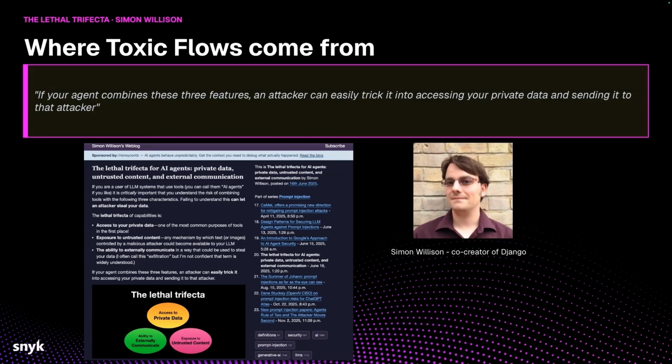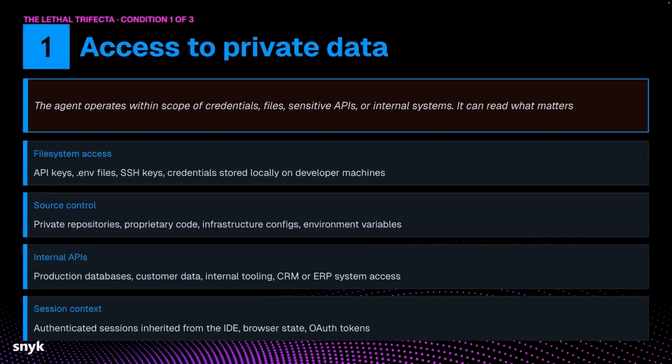I'll go through the 3 sections in a minute, but Simon did coin the term last year and did write a really great blog post on it. And he defined it as, if your agent combines those 3 features, an attacker can easily trick it into accessing your private data and sending it to that attacker. So let's have a look at the 3 different components.